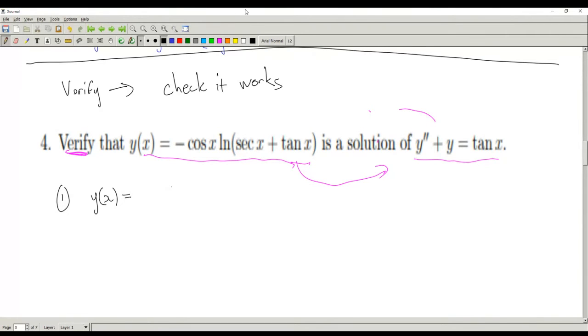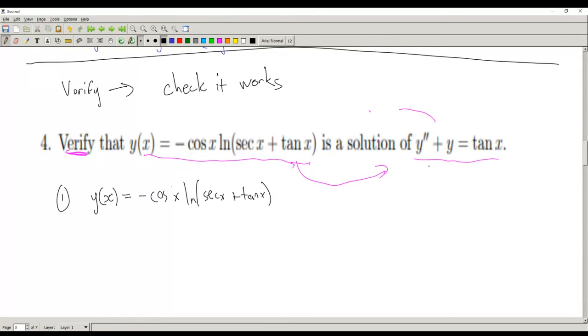How to go about question 4. Is this the one that I've got up at the moment? The verify. Okay, so what we want to do here, step 1, and this applies for all of these questions where you have verify: you have been given y of x equals something. In this case, we've got minus cos of x, ln of sec x plus tan x.